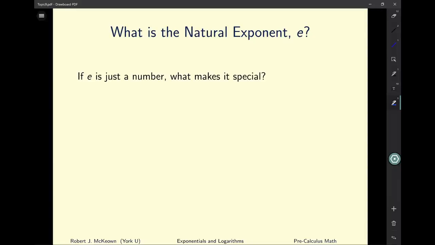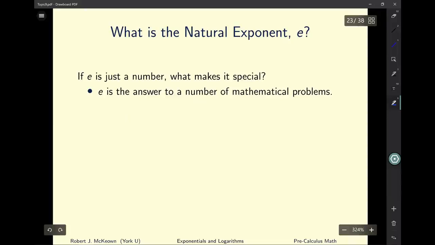So you probably know that pi is special because it helps us look at the circumference of circles and the area of circles. So what is it that makes the natural exponent e special? Why is it so special and so important that it's a button on your calculator? Well, it turns out that e is the solution to a number of mathematical problems. And so it solves more than one problem. And so mathematicians find it very curious that this strange number has a bunch of different uses. Now, I won't give you the problems that it solves at this point because you don't need to know it.